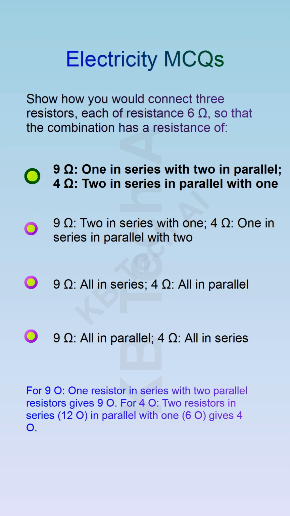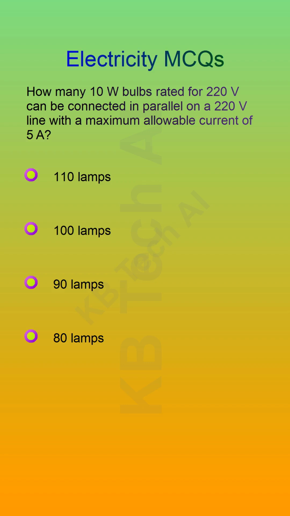How many 10 watts bulbs rated for 220 volt can be connected in parallel on a 220 volt line with a maximum allowable current of 5 ampere? Option 1, 110 lamps, option 2, 100 lamps, option 3, 90 lamps, option 4, 80 lamps.